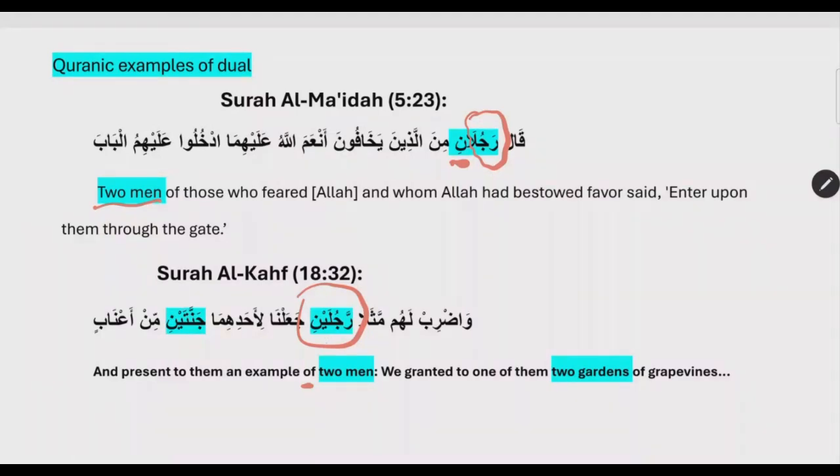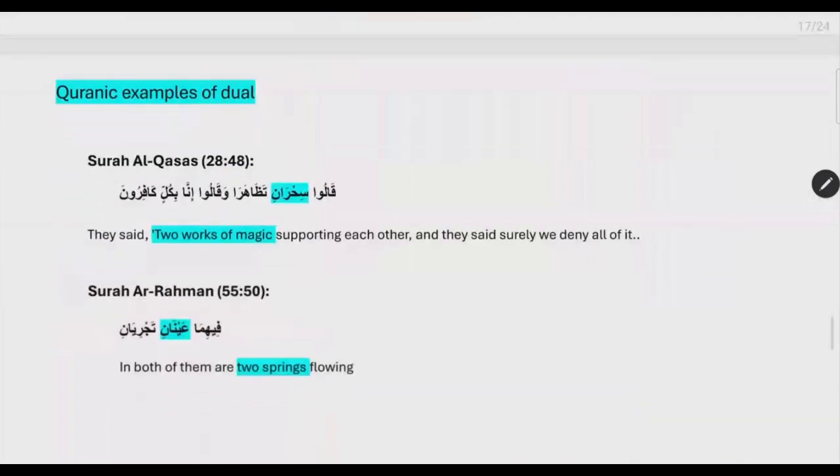And then here's another example. Jannatun is one garden, and Jannataini is two gardens. Okay, let's look at other examples of dual. Qalu sihrani tazaharu, two works of magic here. So here the ani is again coming in. And fihima ainani, again here the ani coming in as two springs. Right? And Surah Rahman has many examples of the dual form because it rhymes with tajriyan and ala tukazibani. You'll see ani throughout that particular surah. So if you want to look at further examples of dual, you can go to Surah Rahman and see it.